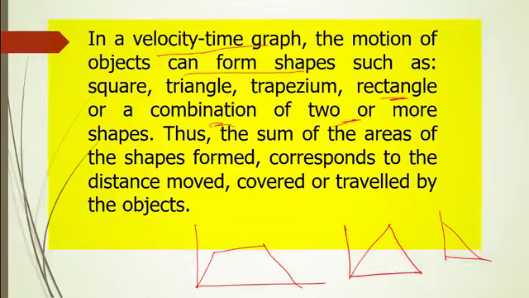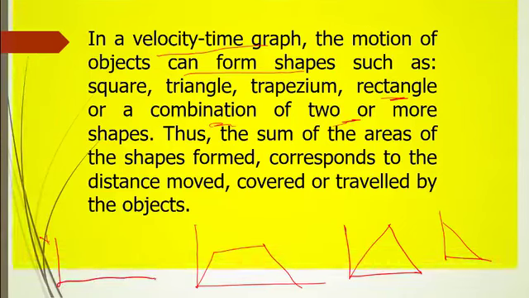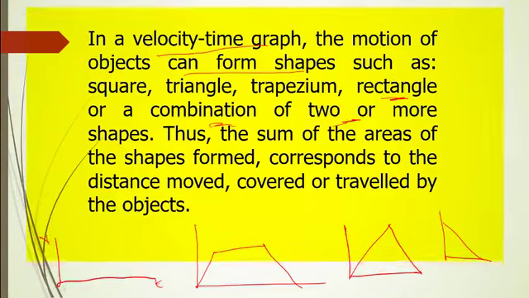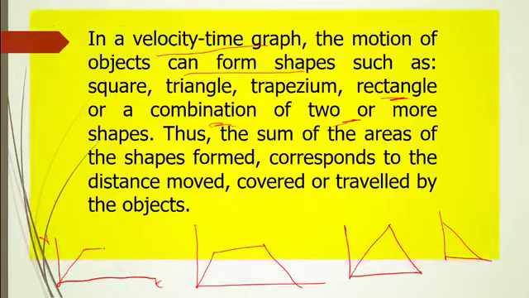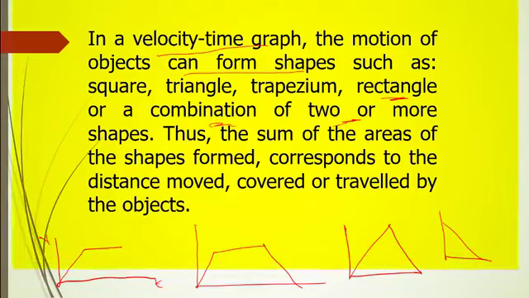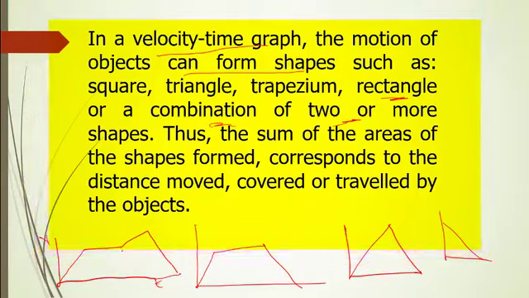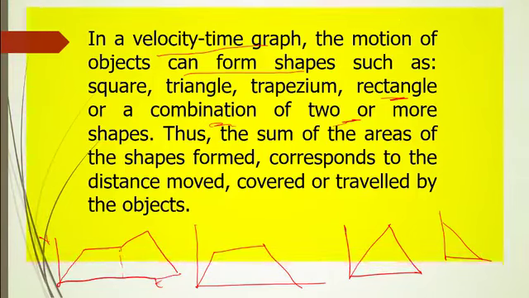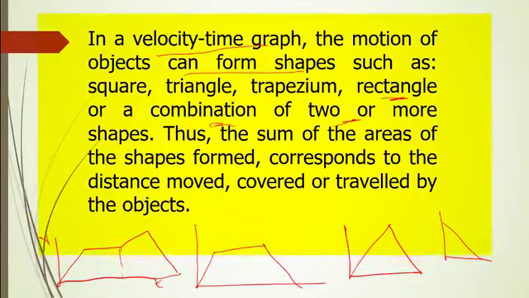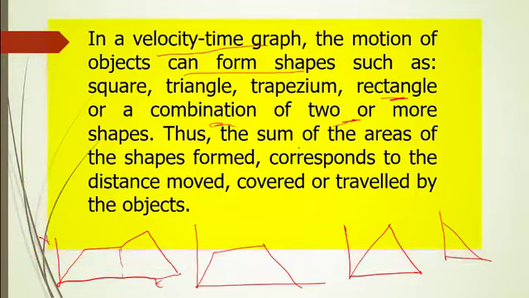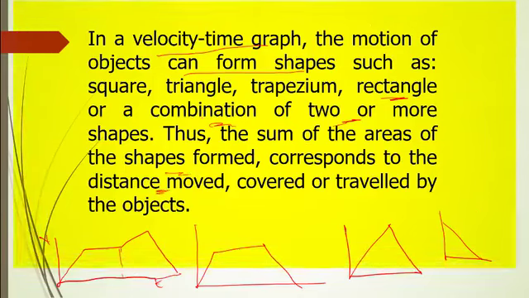For example, they will tell you this is a velocity time graph of velocity against time. They'll tell you that the body started from rest, and that from rest this body started accelerating, and then it moved with constant velocity, and then probably accelerated again, and then it decelerated to rest. So these are some shapes that can be formed, and we'll have a combination of them together in one particular question. Thus, the sum of the areas of the shapes formed corresponds to the distance that has been moved.